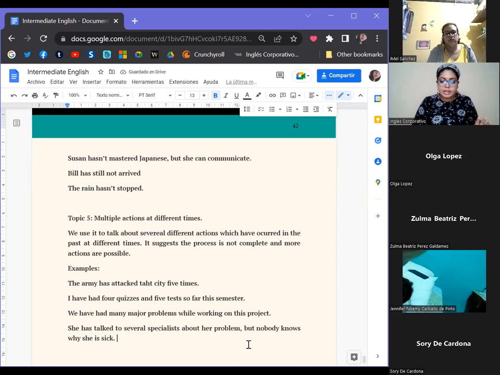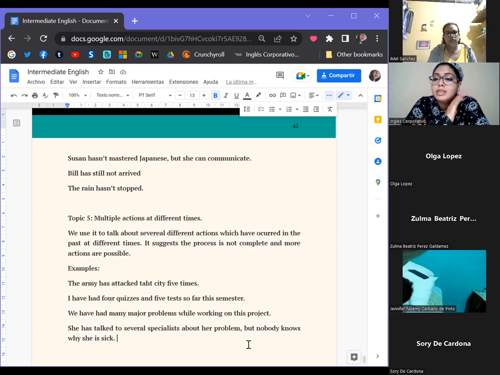So in this case, we are talking about 5 different topics in which we're going to use this structure. We are having 5 specific situations that are the best option for this tense. Para este tiempo que estamos utilizando, que es el presente perfecto, sabemos que no vamos a utilizar los time expressions. That is one thing that we need to keep in mind.